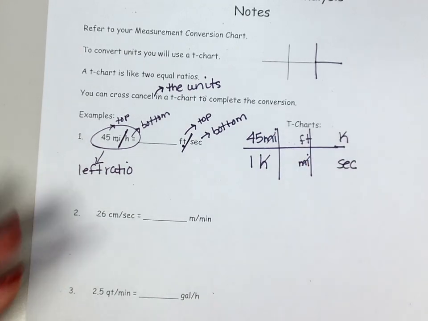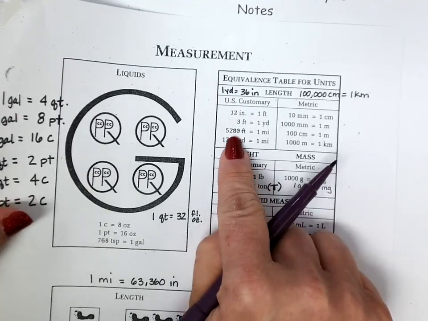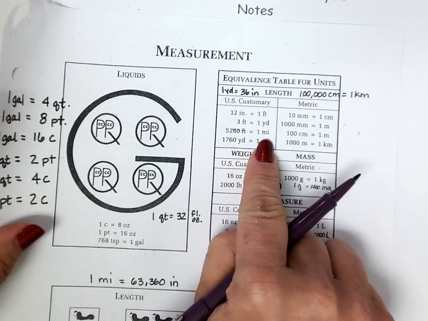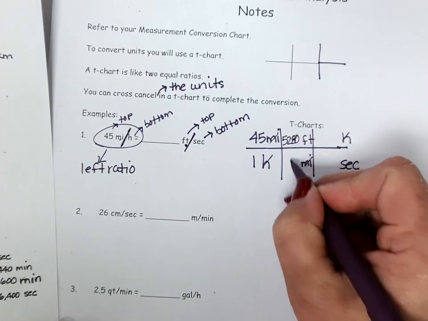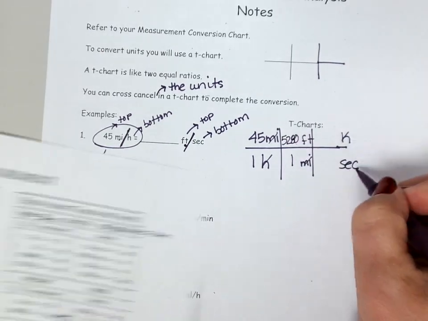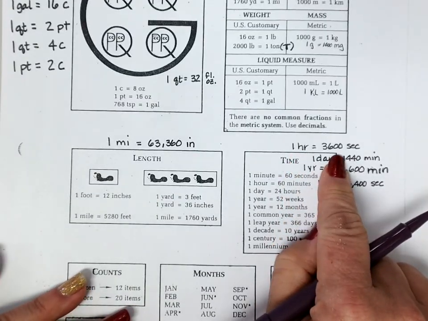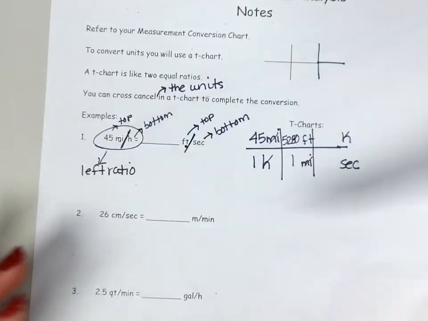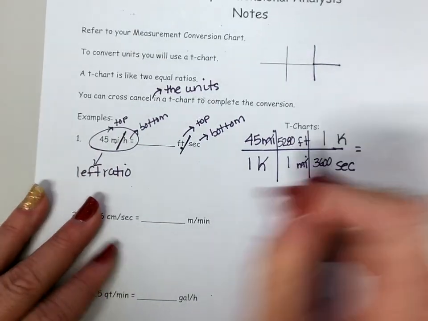I use this for my conversions. I need a feet to mile conversion. How many feet? 5,280 to 1 mile. So 5,280, 1 mile. Hours and seconds. So here's my hours and seconds. Some of them aren't listed and I added them. 1 hour is 3,600 seconds. So 1 hour, 3,600 seconds.